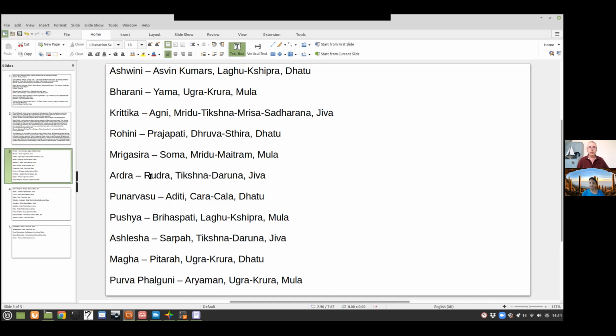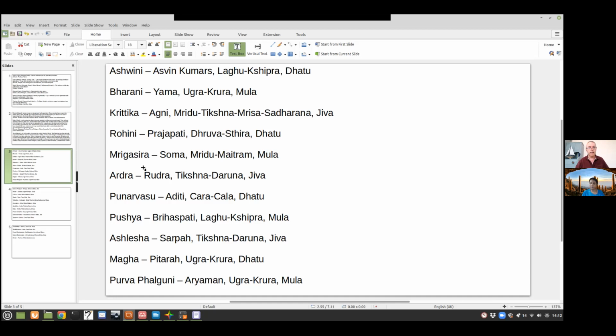Bharani is connected to Yama, and it's Ugra and Krura, and it's also a plant nakshatra or a mula nakshatra. Kritika is connected to Agni, the fire deity, and it's a Mridu, Tikshna, Mrisha, and Sadarana nakshatra, and of the animal kingdom or Jiva kingdom.